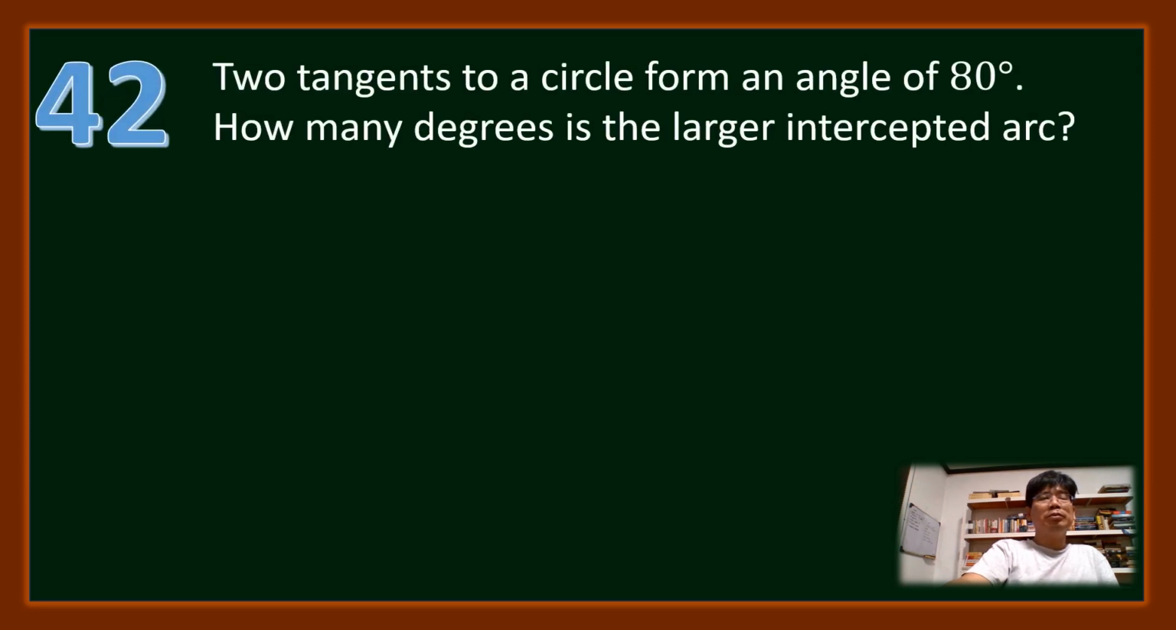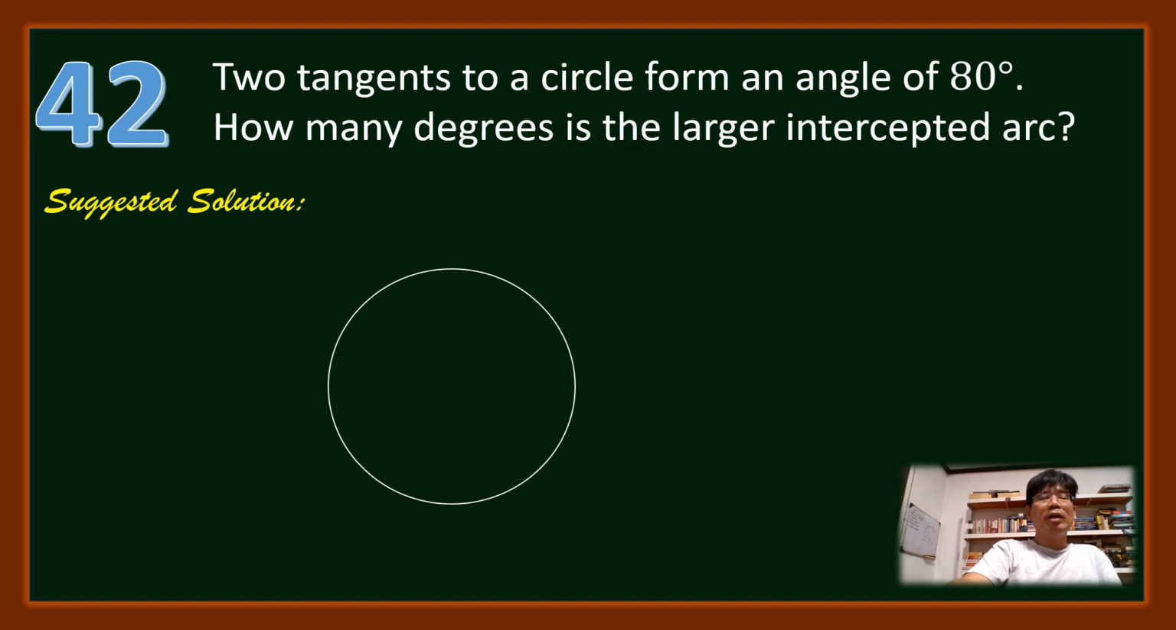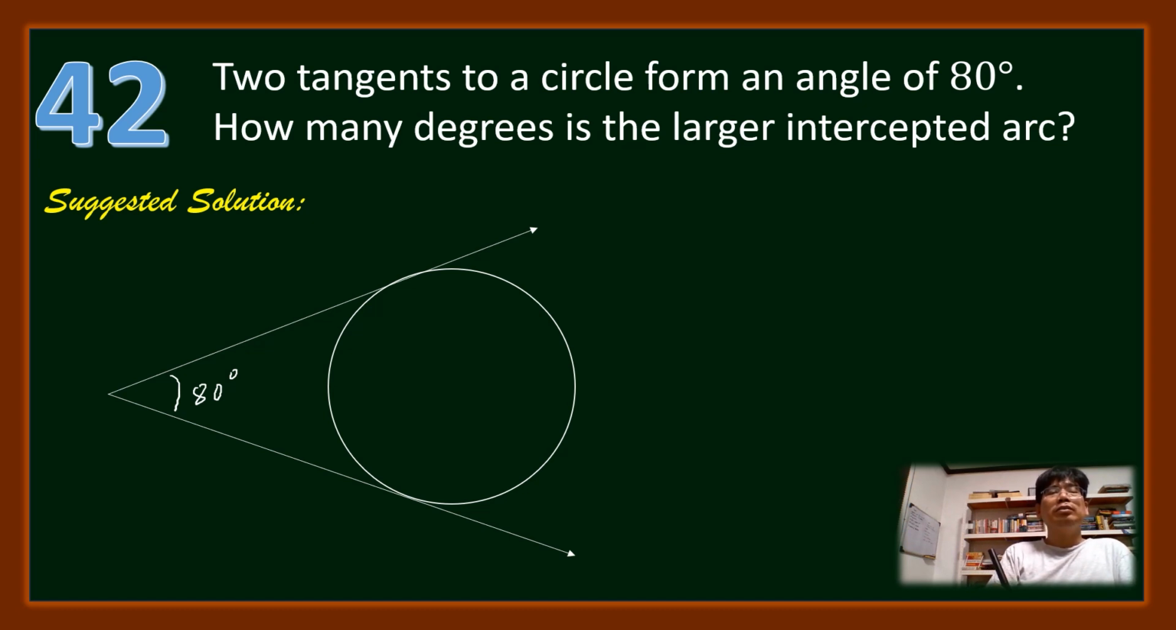Number 42. Two tangents to a circle form an angle of 80 degrees. How many degrees is the larger intercepted arc? Illustrating the figure described by the problem, we have a circle and two tangents intersecting in the exterior of the circle. These two tangents, according to the problem, form an 80-degree angle. The circle is divided into two arcs, one smaller and the other larger.